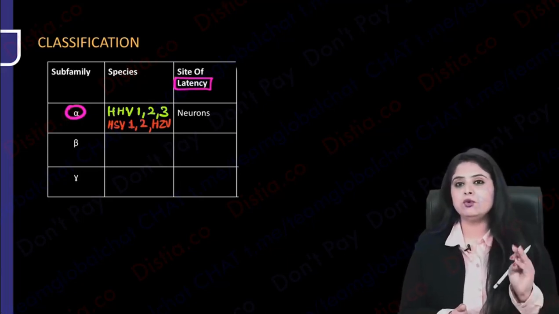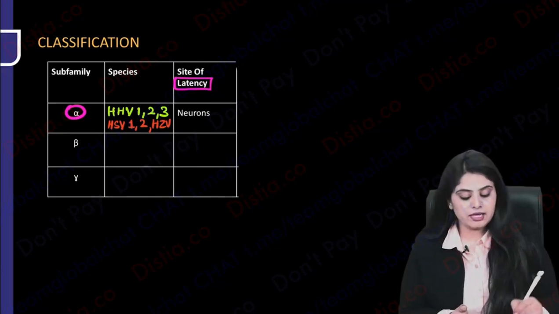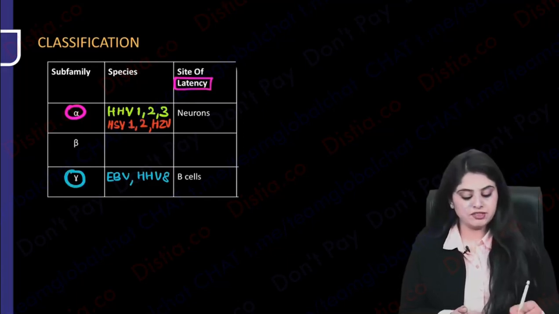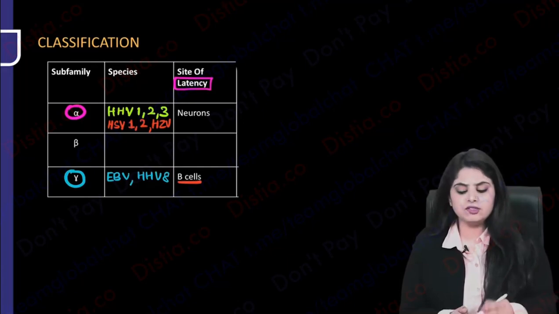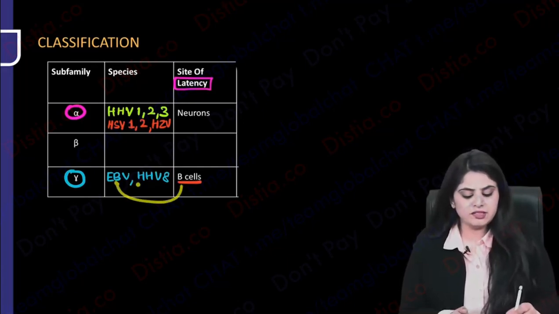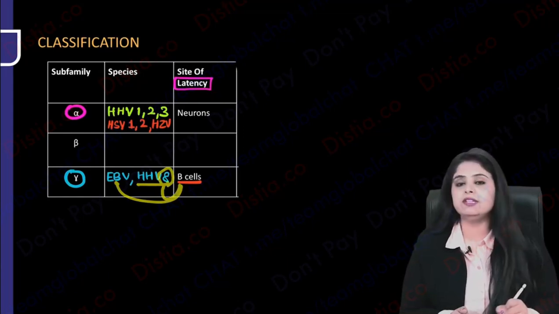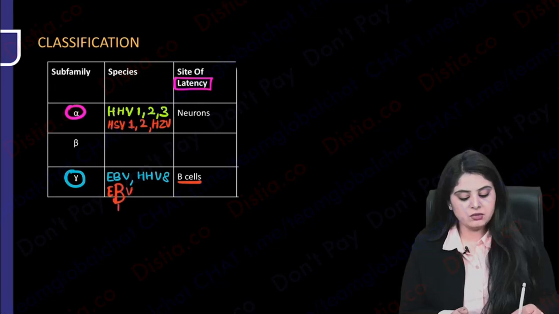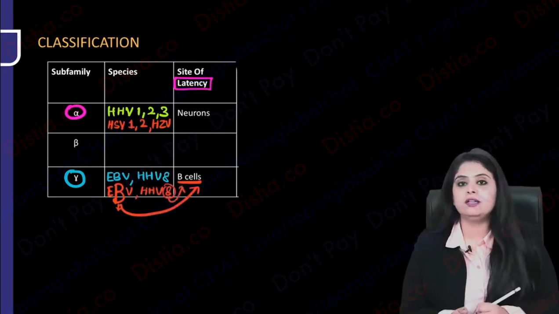Then next number? 4 and 4's double, 8. What was 4? Guys, 4 was Epstein-Barr virus and 8 is human herpes virus 8. They have been put under the gamma category. Why? Because they have a common site of latency, that is the B cells. In a while you will see Epstein-Barr virus goes to B cells. Human herpes virus 8 also looks like a B, so that is also going to go to the B cells. So simple to learn. Epstein-Barr virus is going to have a B, and human herpes virus 8 looks like a B, so that is also going to involve the B cells.